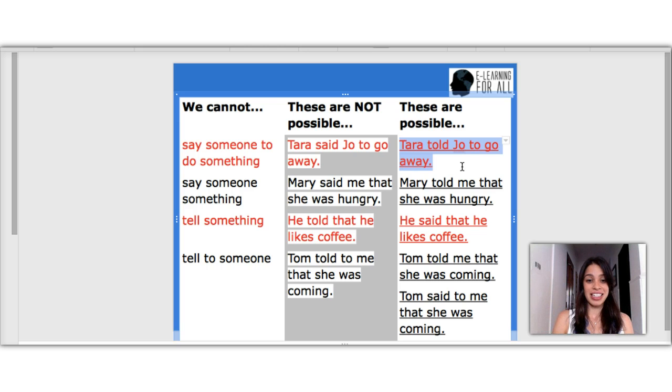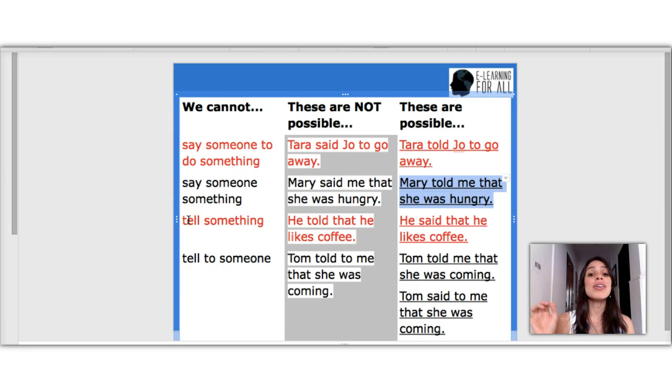Good job. Okay. You cannot say someone something. Remember, you cannot say someone something. You tell someone something, but you cannot say someone something. This is a wrong example, okay? Not correct. Mary said to me that she was hungry. This is not correct. Mary told me that she was hungry. Can you repeat that? Mary told me that she was hungry. Perfect. Very good.